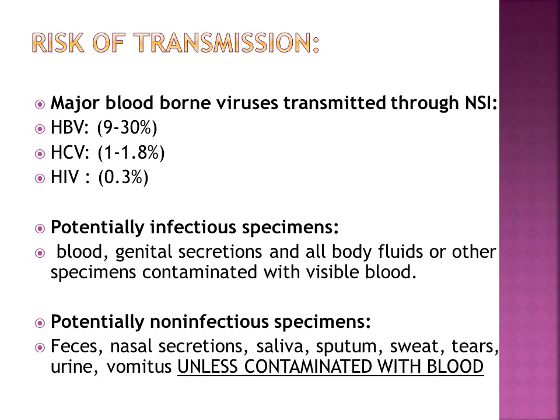Potentially infectious specimens are blood, genital secretions and all body fluids like pleural fluid, peritoneal fluid, cerebrospinal fluid, synovial fluid and other specimens contaminated with visible blood. Potentially non-infectious specimens are feces, nasal secretions, saliva, sputum, sweat, tears, urine, vomitus, unless they are contaminated with blood. So if they are free from blood, then they are potentially non-infectious as compared to blood and contaminated specimens.